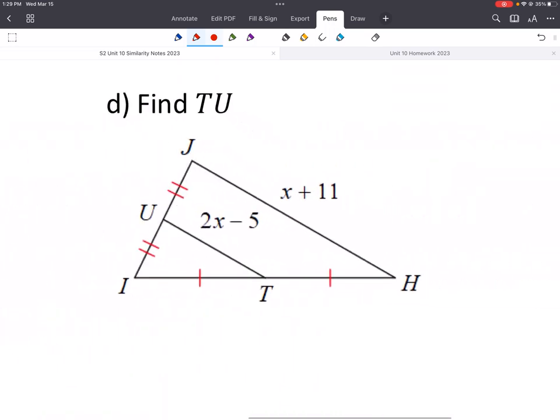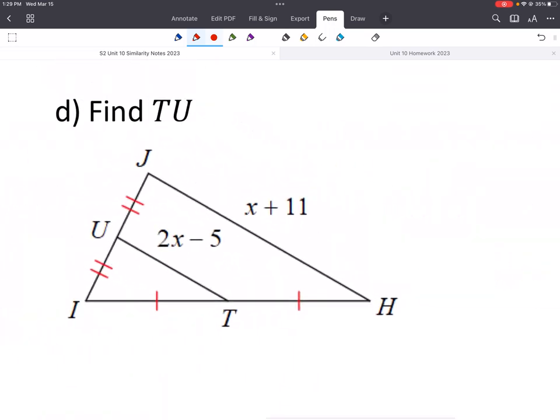Okay, I'm going to do one more example. If you feel like you're good, you can just skip this. But we will also look at the homework really quick because I made a couple mistakes. Sorry. So again, we're going to do 2 times this is equal to the bigger side. So 2 times 2x would give us 4x, and 2 times negative 5 is negative 10, is equal to x plus 11.